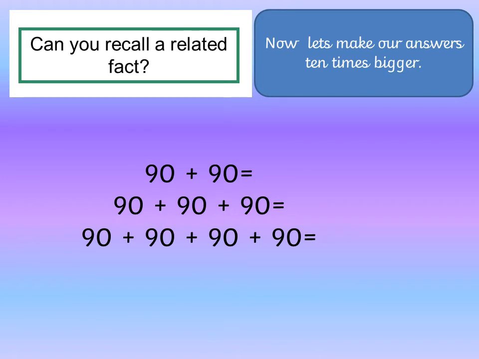Now hopefully you can see why I chose the number 9 to start with, because there are 90 degrees in a right angle turn. So if we've got 90 add 90, so 2 quarter turns makes the half. 90 add 90 add 90 is a 3 quarter turn. 90 add 90 add 90 add 90 is our full turn. So we've got 180, 270, 360.